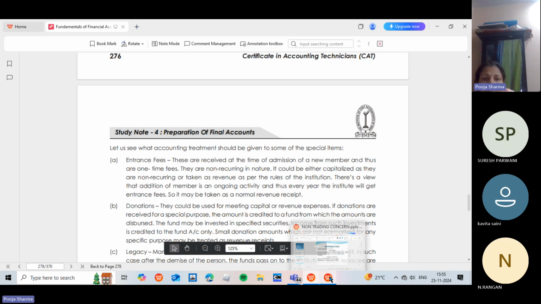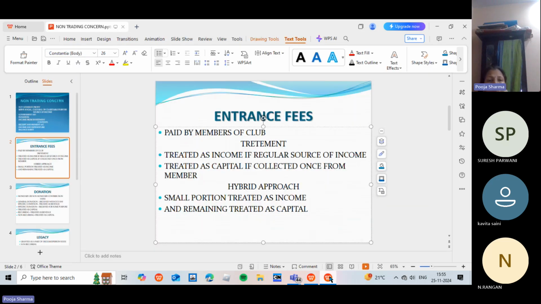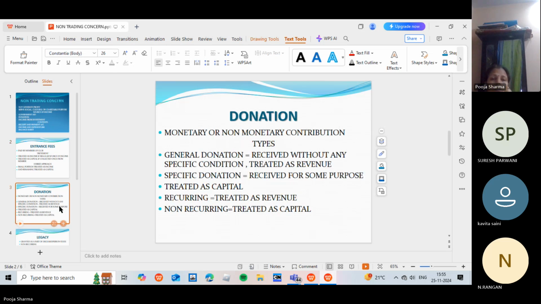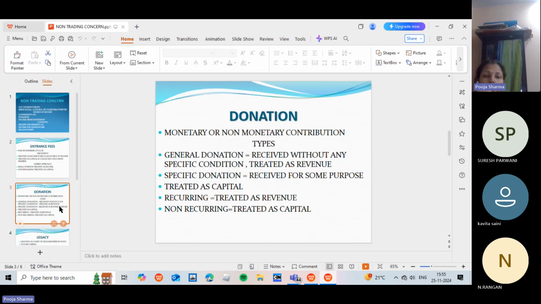Sorry, it's donation. Monetary, I have already told you, monetary or non-monetary. It may be in the form of cash or any kind of fixed asset or stock. General donation is received without any purpose and is treated as revenue. Specific donation is received with some purpose. You have to fulfill the purpose, maybe building construction, temple or educational institution.